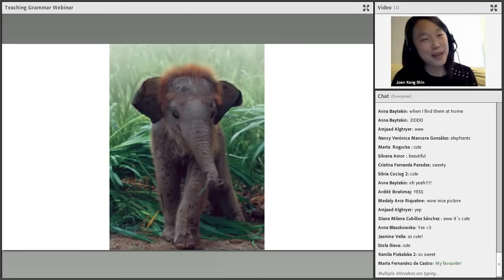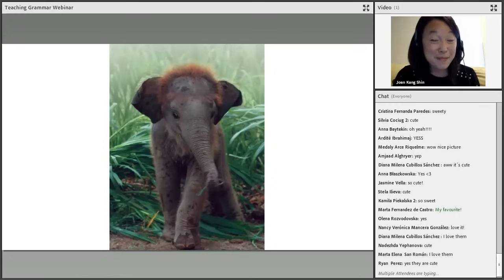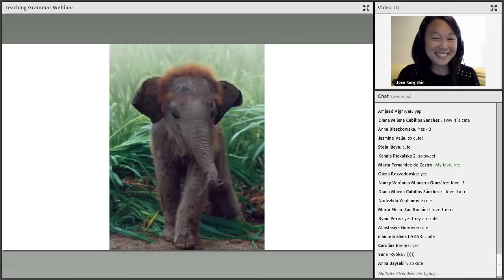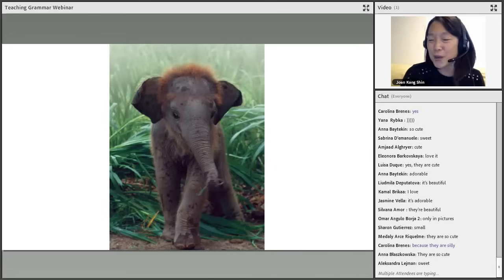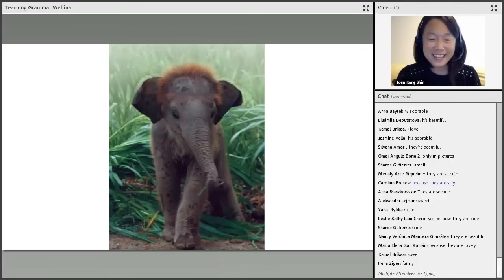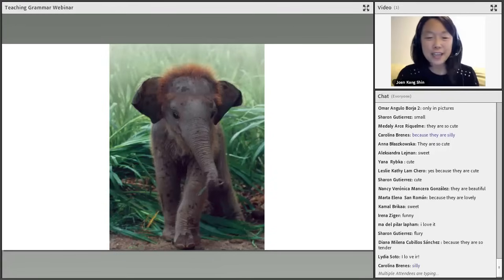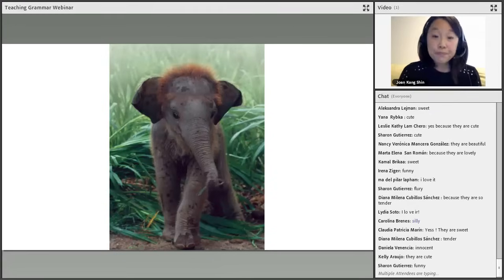I like baby elephants. Why do you like baby elephants? Because they are sweet, cute, adorable, beautiful. Yes, they're beautiful and lovely, funny. All right. So that's the idea.